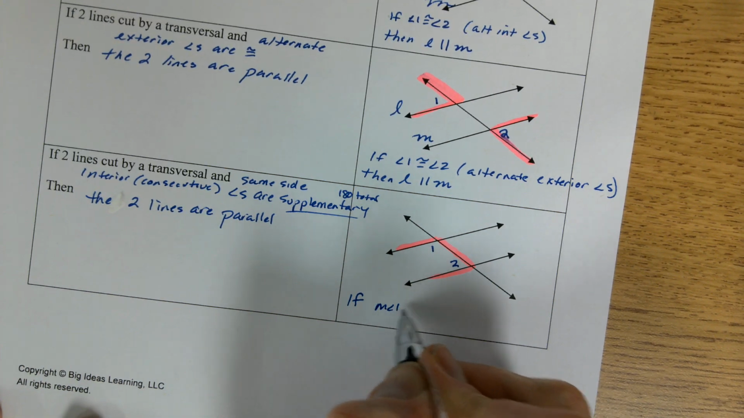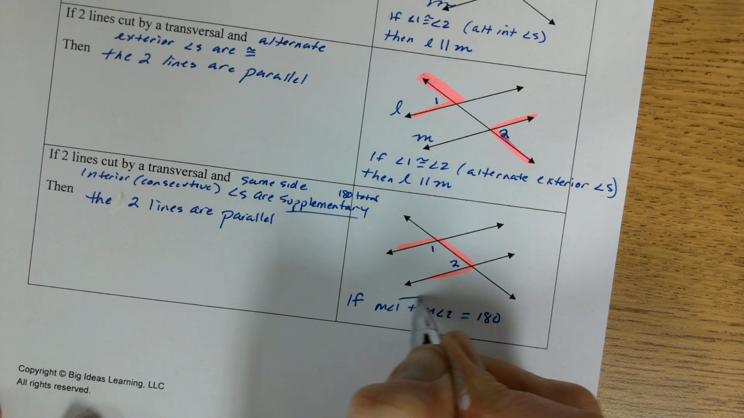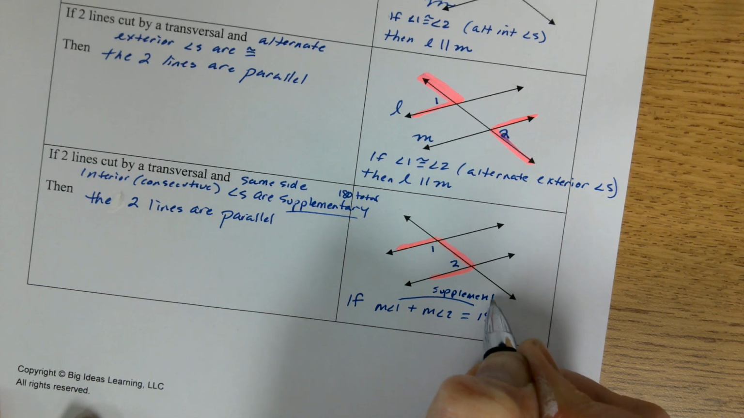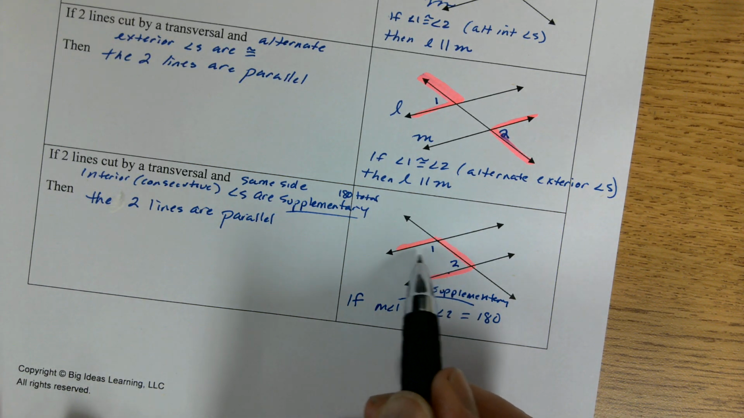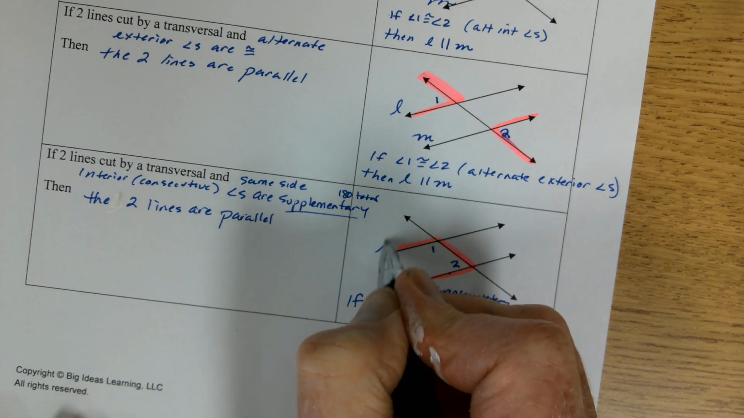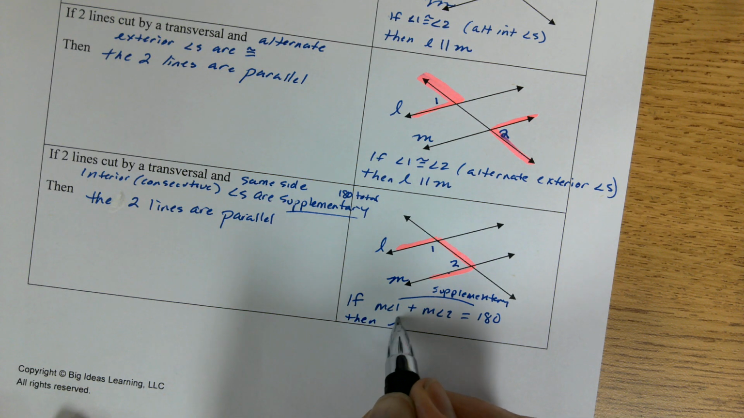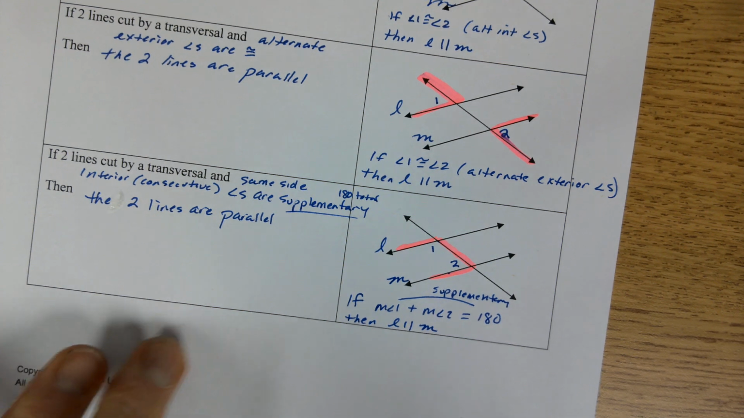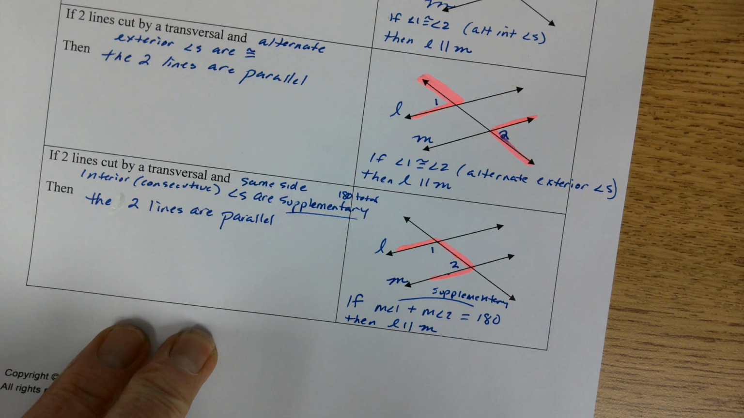If measure of angle 1 plus measure of angle 2 equals 180. This is what supplementary means, right? That's supplementary. So if I add this, say that's 120 and that's 60, that means then that the two lines are parallel. We'll practice. Then L is parallel to M. Okay? That's this side. I'm going to flip it over. We'll do a little bit of practice.